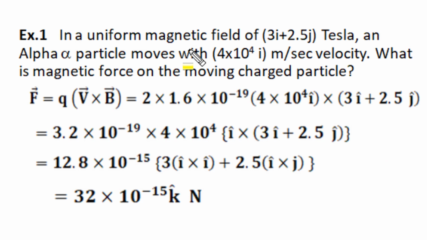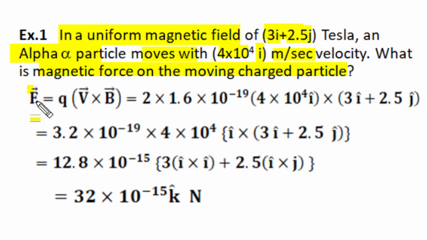This numerical example will enhance our confidence level. It is given that in a uniform magnetic field of 3 Tesla in i cap direction and 2.5 Tesla in j cap direction, an alpha particle having positive 2 electronic charge moves with 4 into 10 power 4 meter per second velocity in plus i cap direction. What is the magnetic force on this moving alpha particle?